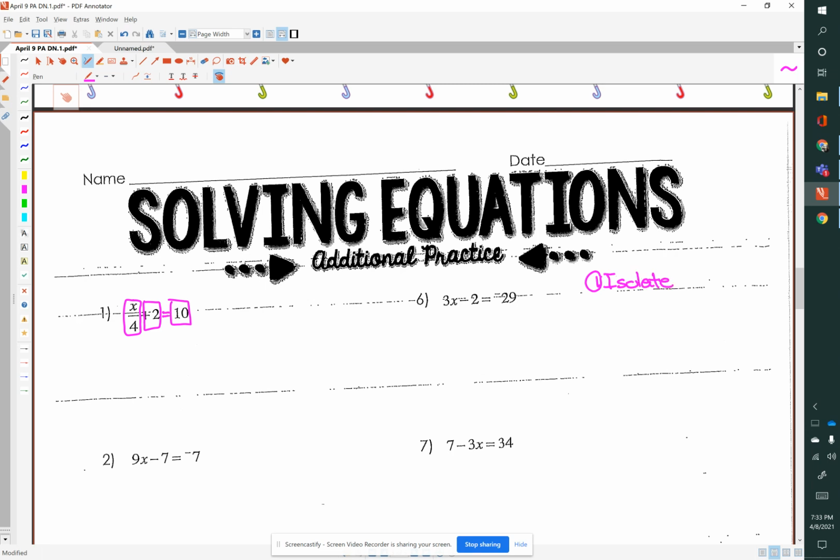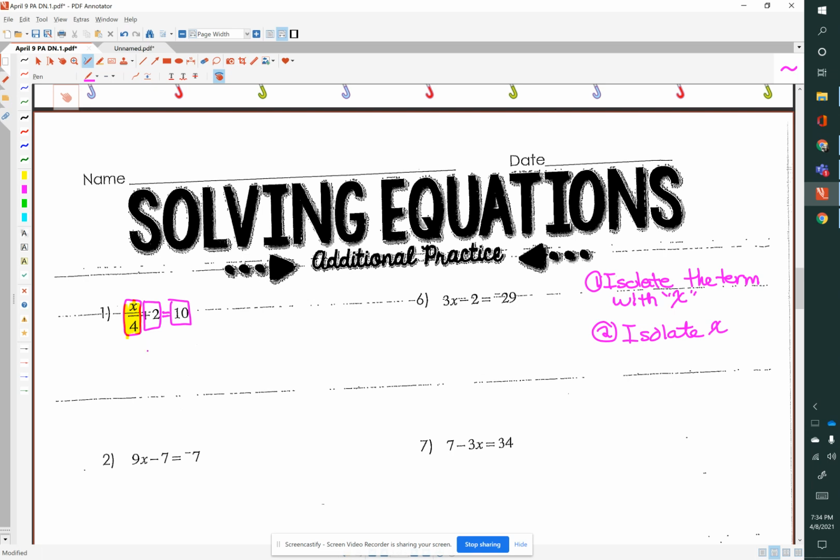So first thing I want to do is isolate, or make by itself, the term that contains the x. And once I've isolated the term with x, then I can isolate the x. So the term with x is right here. It is x divided by 4. Well, in order to isolate that, I'm going to have to get rid of this 2. So I have to use inverse operations.